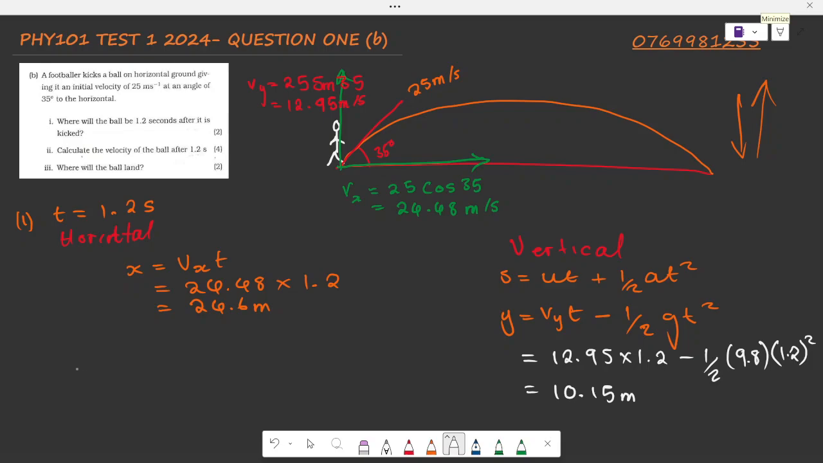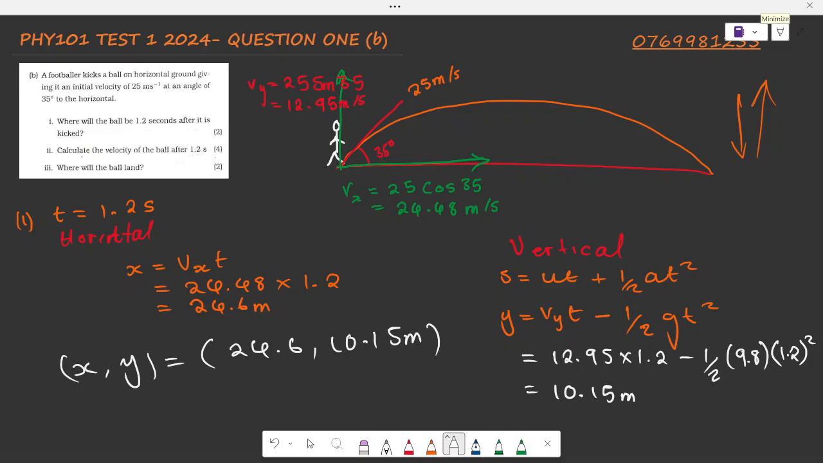So therefore, the answer is 24.6 meters horizontally and 10.15 meters vertically. So that is how we solve the first part of this question. Okay.